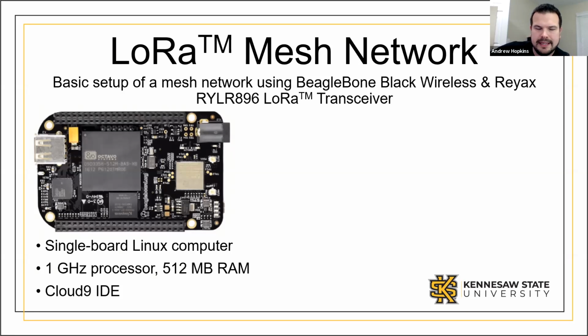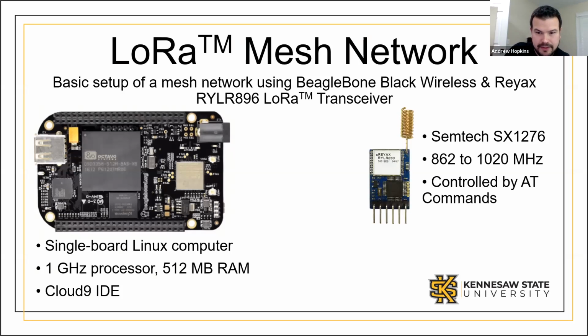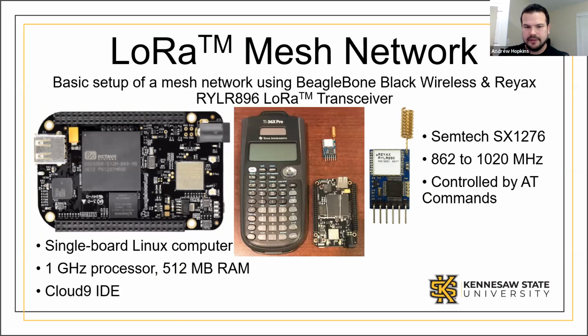It's got a 1 gigahertz processor and half a gig of RAM. It's got the Cloud9 IDE on it, so you can code in C++ or Python or JavaScript. Here's the LoRa transceiver there. It covers both the European and the United States free license range. In the United States, we use 915 megahertz, and over in Europe, I believe it's 868 megahertz. Unfortunately, if you're in Asia, you'll have to find a different module because it does not hit that 433 megahertz.